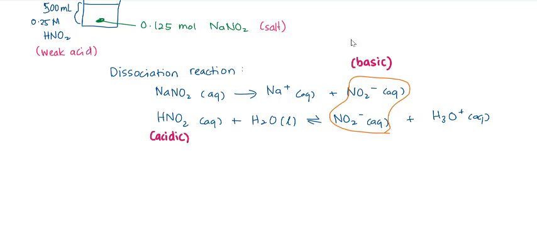Alright, so next, dia minta the pH of the solution. So since this is a buffer solution, which is an acidic buffer, to calculate the pH of the solution, we are going to use the Henderson-Hasselbalch equation.